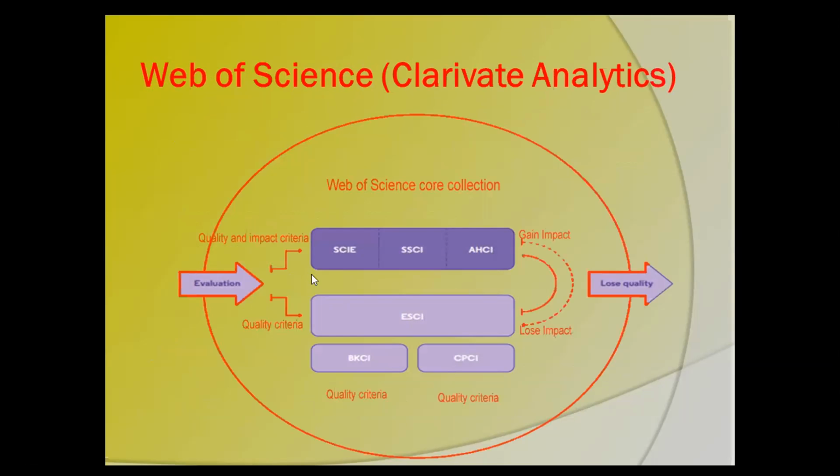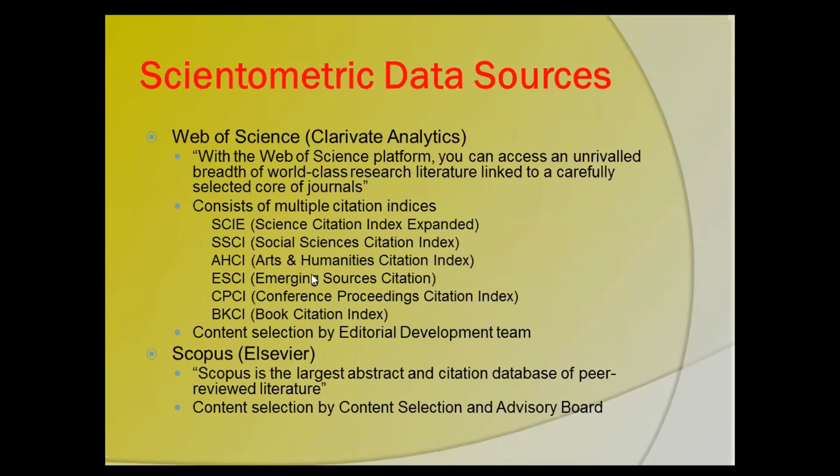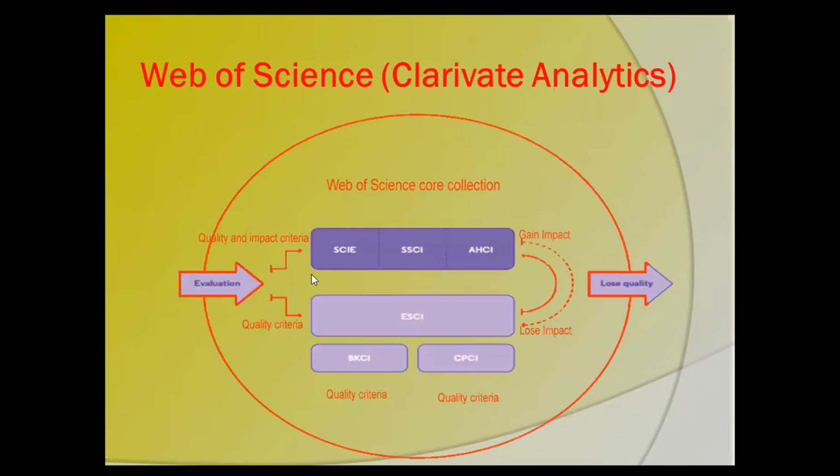The evaluation: how can we evaluate the quality and impact criteria? Two criteria are available. One is the Emerging Sources Citation Index, as I have told. The other is the Core Collection: Science Citation Index, Social Science Citation Index, and Arts and Humanities Citation Index. These indexes are used to gain impact.